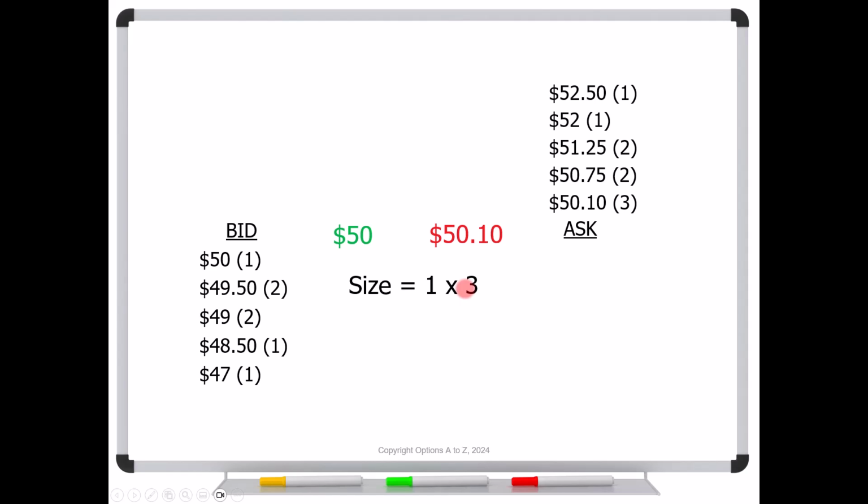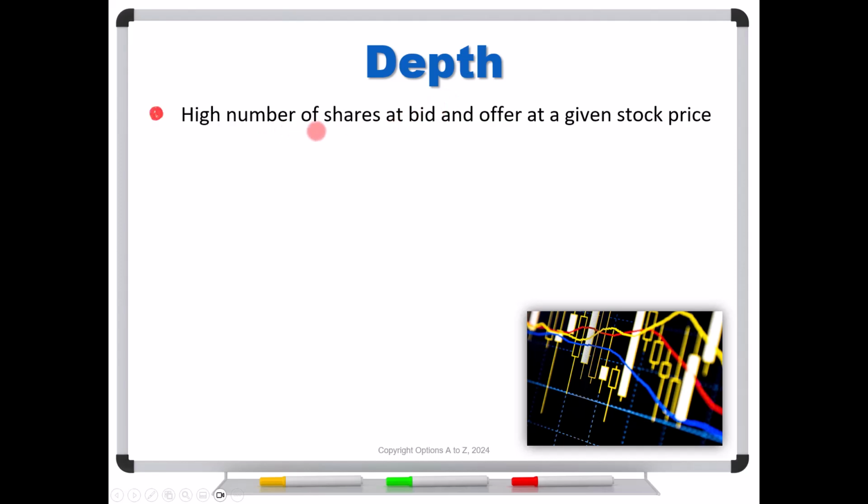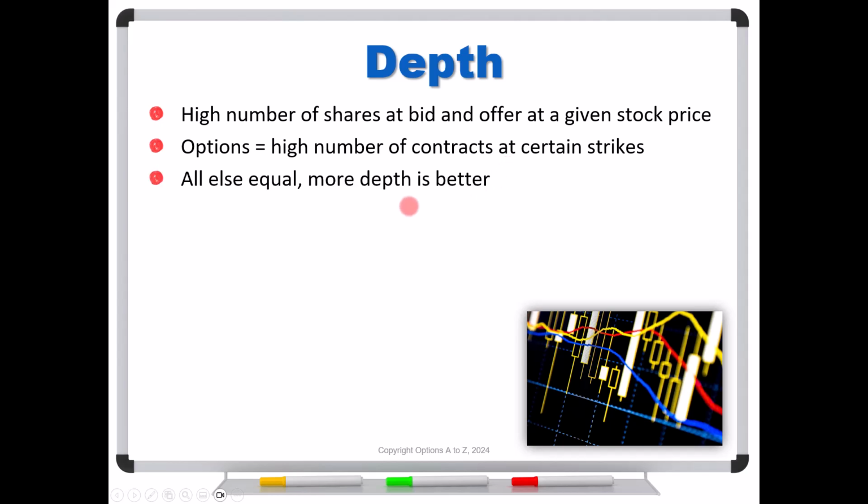Okay, so now that you have an idea of the order book, what does it mean when we talk about depth? Well, it simply means that we have a high number of shares at the bid and the offer at a given stock price. For options, it would mean that we have a high number of contracts at certain strikes. So all else being equal, more depth is better.